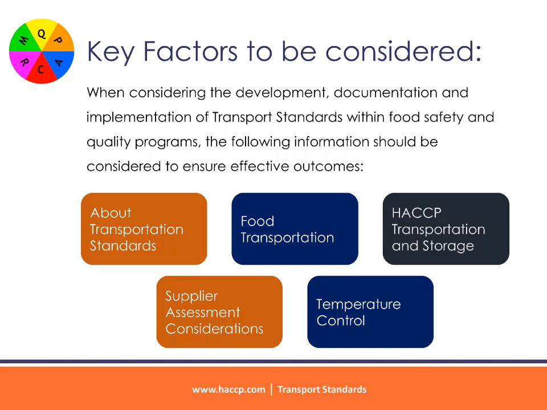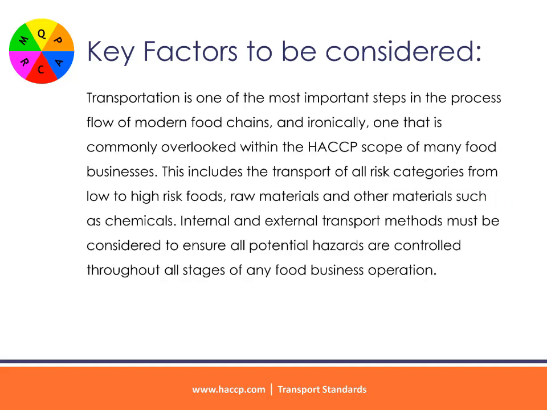About transportation standards. Food transportation, HACCP transportation and storage. Supplier assessment considerations. Temperature control. Transportation is one of the most important steps in the process flow of modern food chains, and ironically, one that is commonly overlooked within the HACCP scope of many food businesses. This includes the transport of all risk categories from low to high risk foods, raw materials and other materials such as chemicals. Internal and external transport methods must be considered to ensure all potential hazards are controlled throughout all stages of any food business operation.